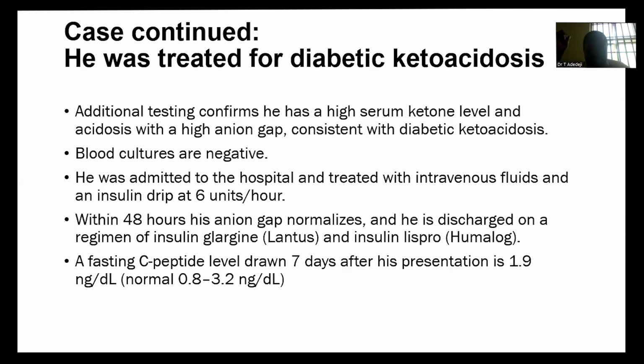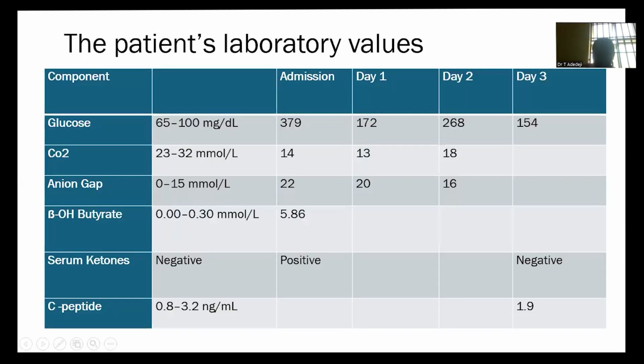Within 48 hours, his anion gap normalized, and he was discharged on a regimen of insulin. A fasting C-peptide level done 7 days after his presentation was 1.9. In this chart, we can see his glucose at admission and day one, how the glucose in the plasma fell, and how the serum carbon dioxide fell. The anion gap also got corrected, 7 to 17 millimole per liter.